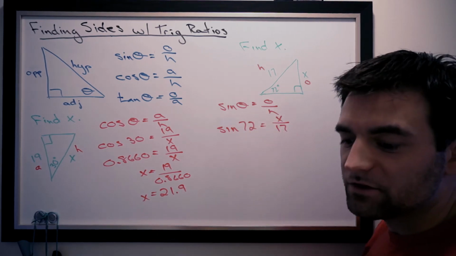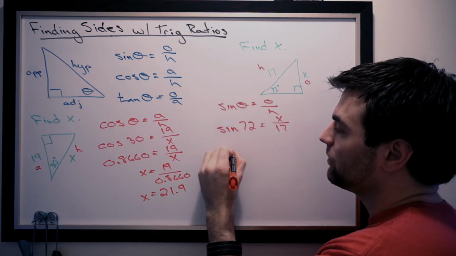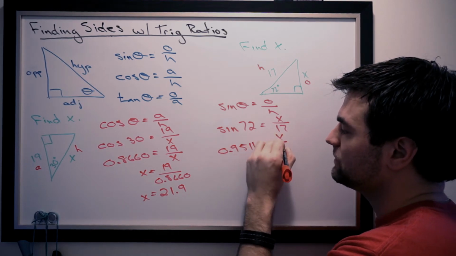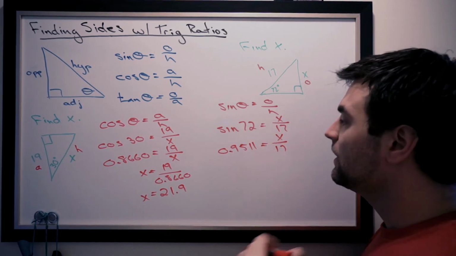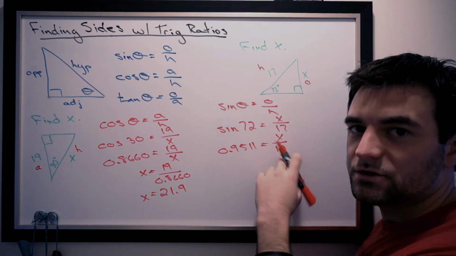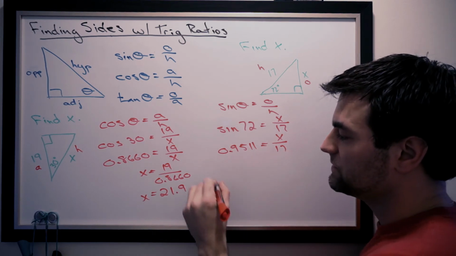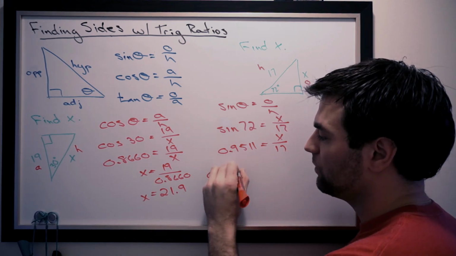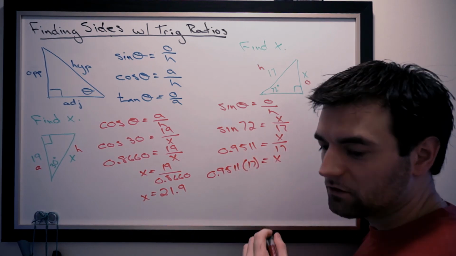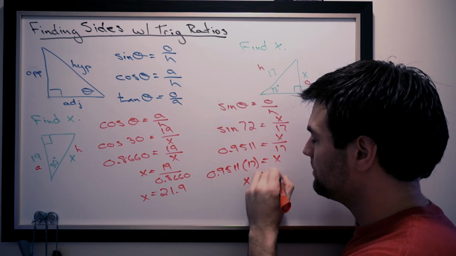I look up sine 72 in my table, and it comes out to about 0.9511, and that's equal to x over 17. From here, because the number is on the bottom, it's just like solving a one-step equation, and I just multiply 0.9511 by 17 to get my result. And in this case, the result would be x equal to 16.2.